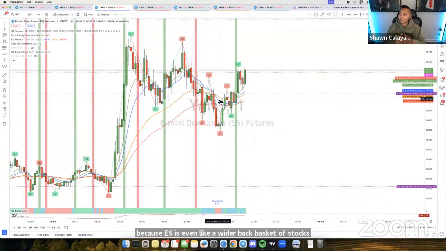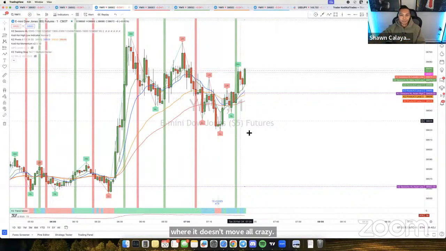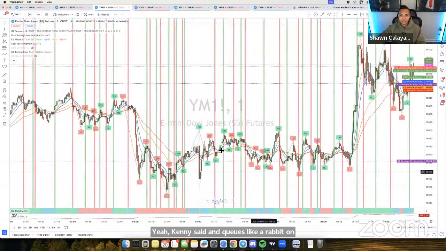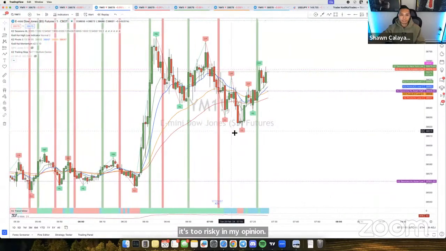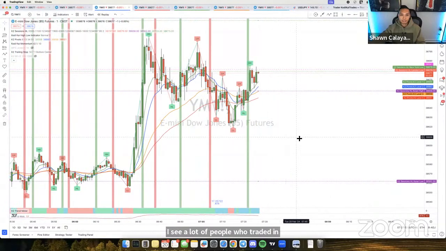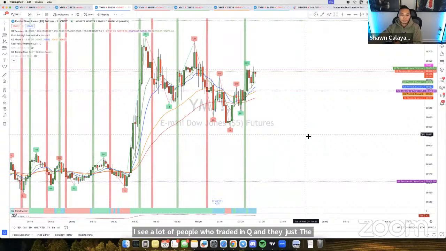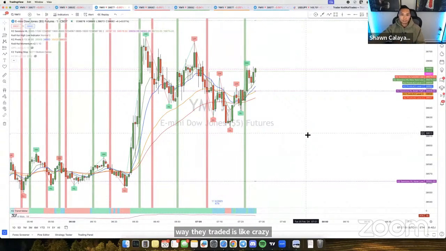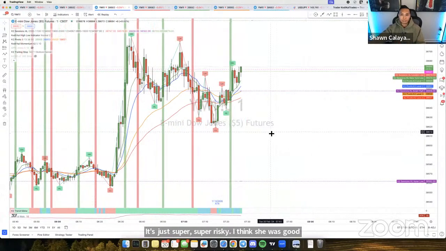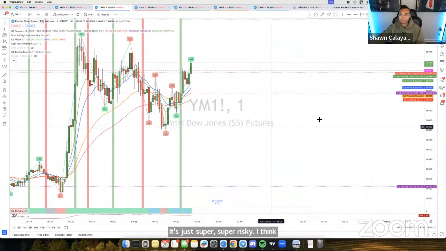Yeah, Kenny said NQ is like a rabbit on meth. Yeah, it's too risky in my opinion. I see a lot of people who trade NQ and the way they trade it is crazy. It's just super, super risky. I think NQ is good for longer term holds, like if you want to trade on a higher time frame, but probably not on the 1 minute.